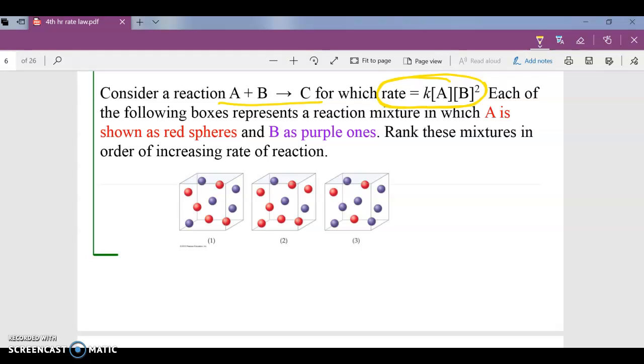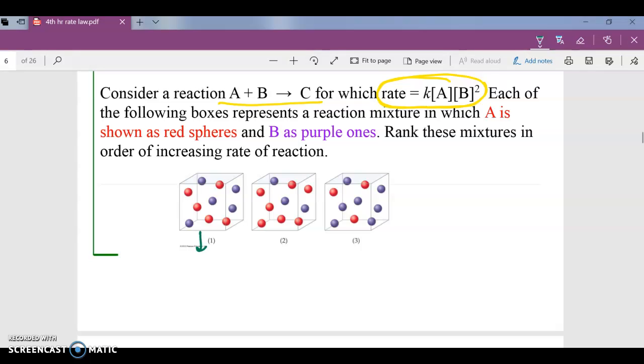So A is represented by the red ones, and B is represented by the purple ones. So we're trying to rank these in order of the increase in the rate of the reaction. In other words, is the fastest rate of the reaction going to be equal amounts of A and B? Or is it faster to have more of one substance versus the other?